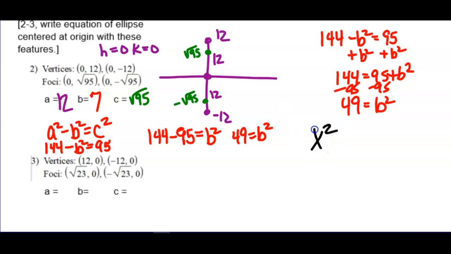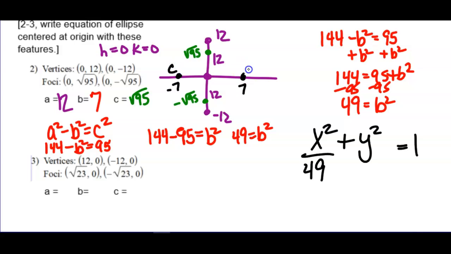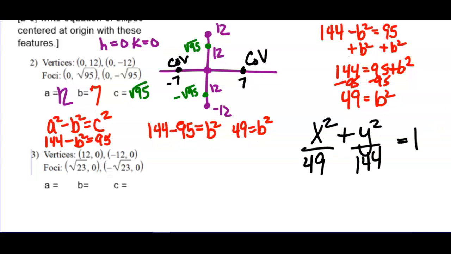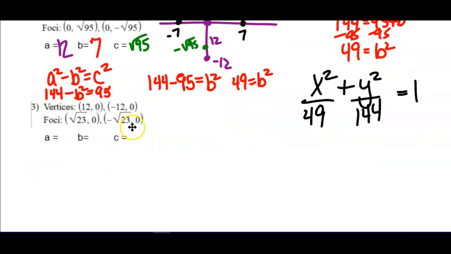So the center was at the origin. In the x direction, we're going B, which is 7, so 49. And in the y direction, because those are the co-vertices, remember? Because the vertices are at the end of the major axis, which was 12 up and down. So this is 144. All right, last one.